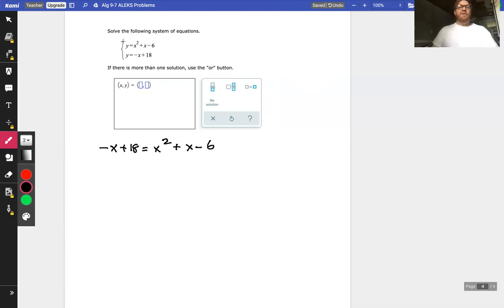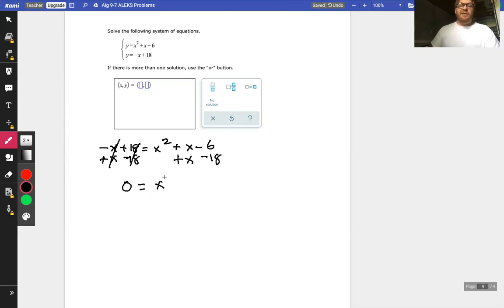We substitute this one in for y, so we get negative x plus 18. So now let's get everything over to the quadratic side. I think that's, like I said, just easier because you're moving 2 things as opposed to 3. So add x, subtract 18, and we have to do the same thing on the other side because we have a balanced equation. So we add x and we subtract 18. That zeroes out this whole side right here, which is what we want.